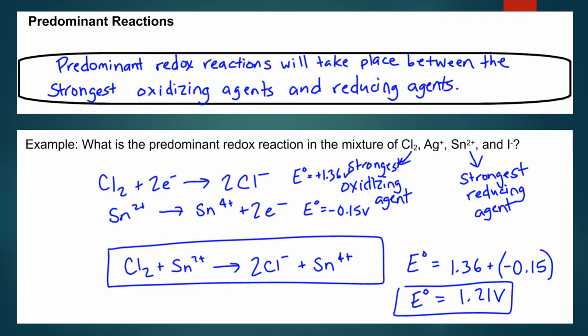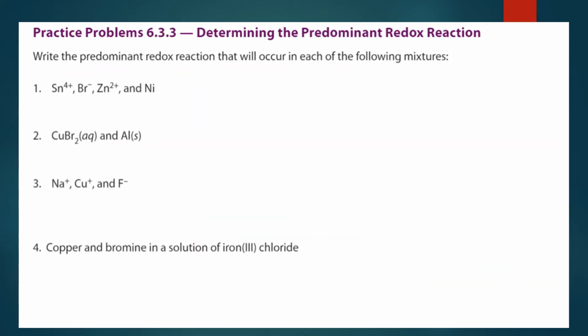For the predominant reaction, I put the two half reactions together, making sure that the electrons are balanced. And I get Cl2 plus Sn2+ yields 2 Cl negatives plus Sn4+. So here are some practice problems for you to try. I recommend that you pause the video, try those four problems, and then come back for the solutions.